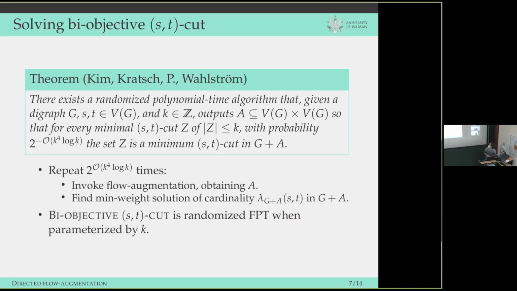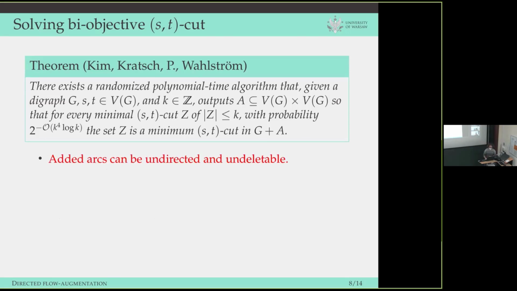And I mean, with constant probability, you actually at some moment found the solution, the minimum weight solution to your original question. Okay, so I hope now with this theorem, the application for bi-objective SD cut is clear. So let me try to continue and give you another application.